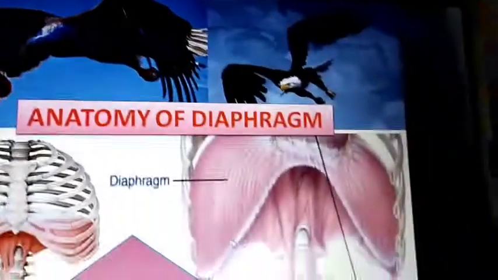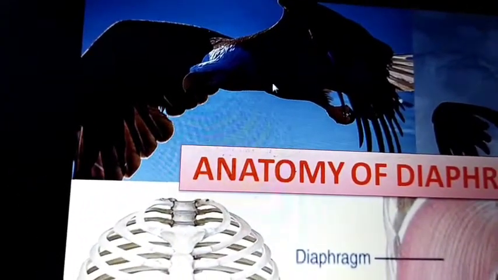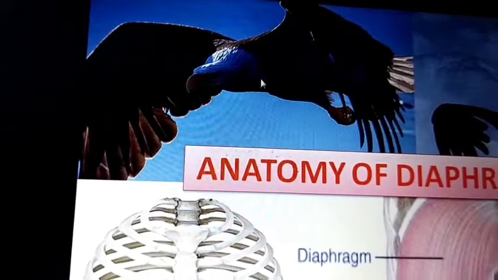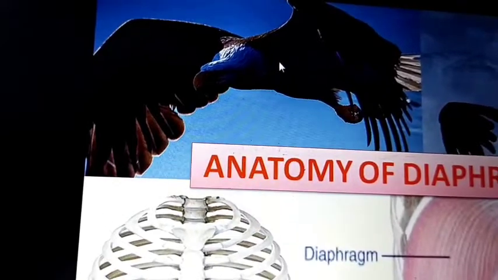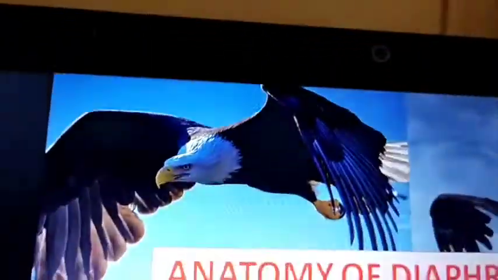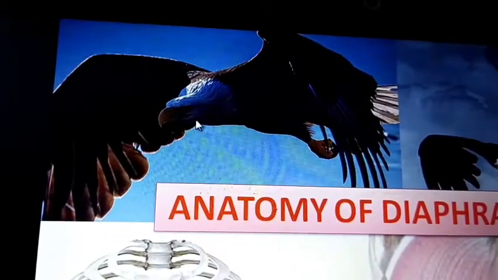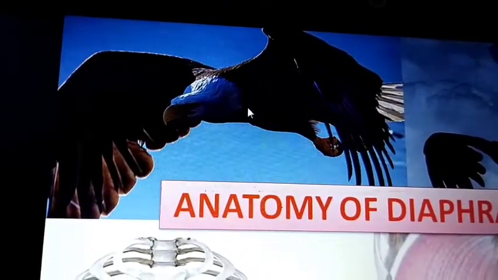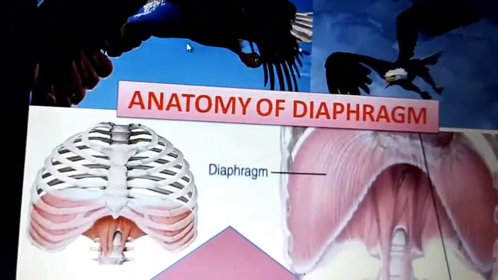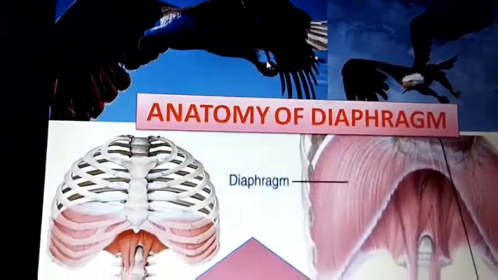In that same way, the diaphragm muscle is fibromuscular, and it is attached, or originates, from the center, the tendinous part. Sorry, not origin, insertion, you can say. The tendinous parts are attached mainly at the center. You see in this eagle that the wings are attached to the body of the eagle. In that same way, the tendinous part is present at the center.